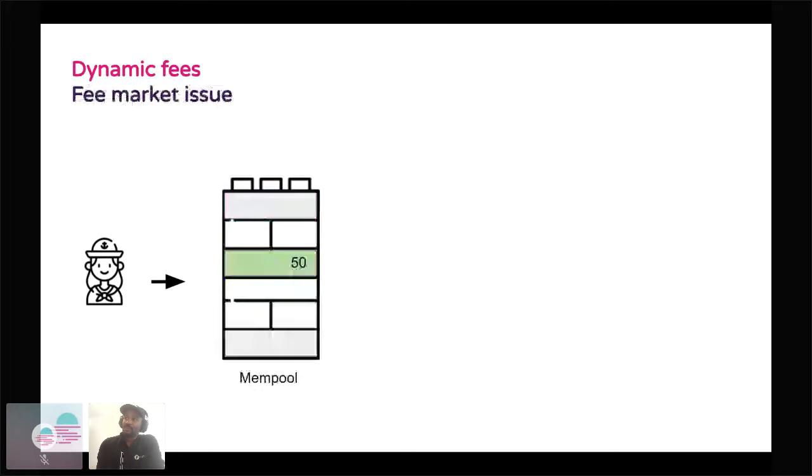So this approach is good, and it was in place for several years on the Ethereum mainnet. But now it has some issues. So let's say Alice on the left-hand side is willing to put a transaction in the mempool, and she initially put a 50 GWEI gas price. So her transaction is ranked third or fourth, in fact, in this mempool.